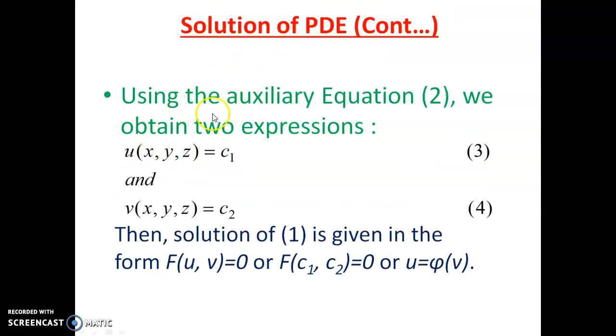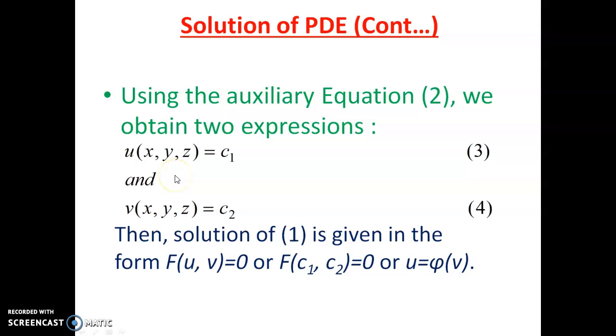Using the auxiliary equation 2, we obtain two expressions: u(x,y,z) equal to c1, that means it is a function in terms of x, y and z equal to an arbitrary constant c1, and another function v(x,y,z) equal to an arbitrary constant c2. The solution of 1 is given in the form capital F of (u, v) equal to 0, or capital F of (c1, c2) equal to 0, or u as a function of v. Any of the three forms is suitable to give the solution of the Lagrange's linear form, right?